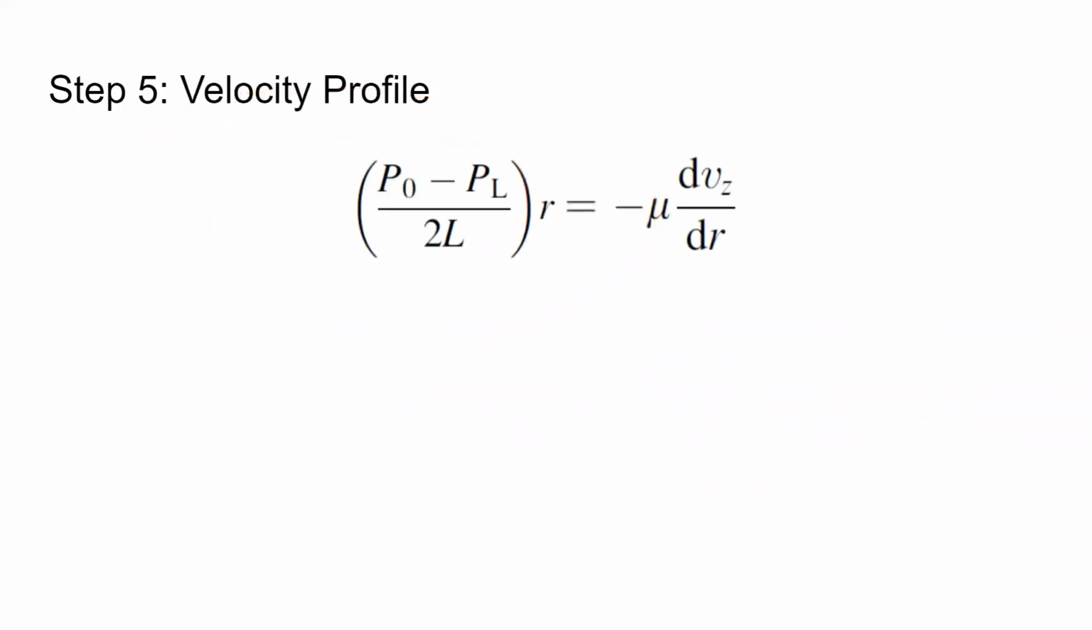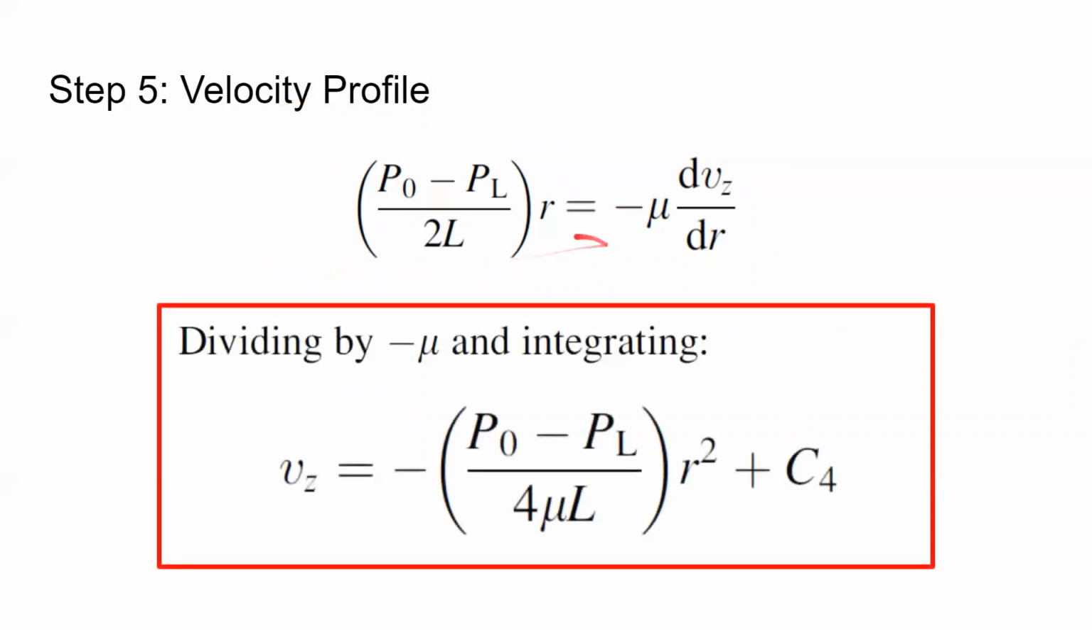So we have this expression from the previous step, set equal to Newton's law of viscosity, and we have the shear stress distribution right here on the left-hand side. Then we're going to divide the entire expression by negative mu, integrate, and solve for VZ, right? Velocity profile, remember what we're looking for. And then we have this expression right here. Again, we have C4, another coefficient.